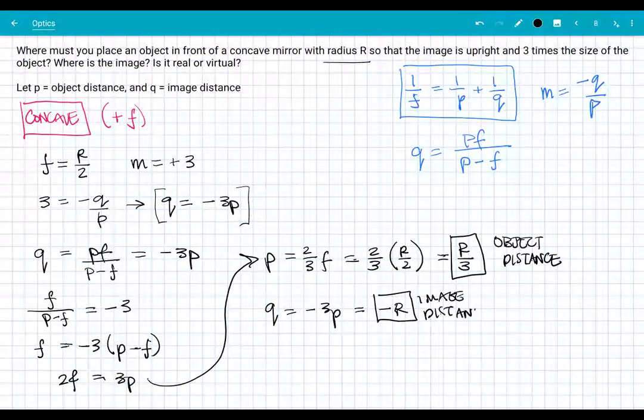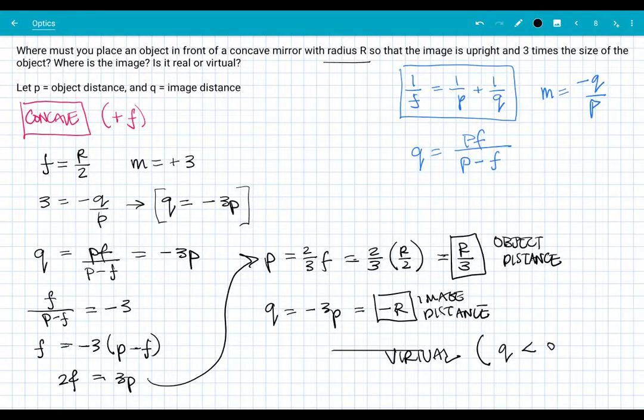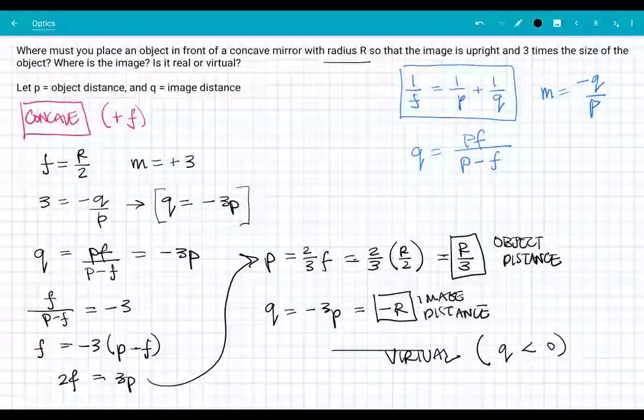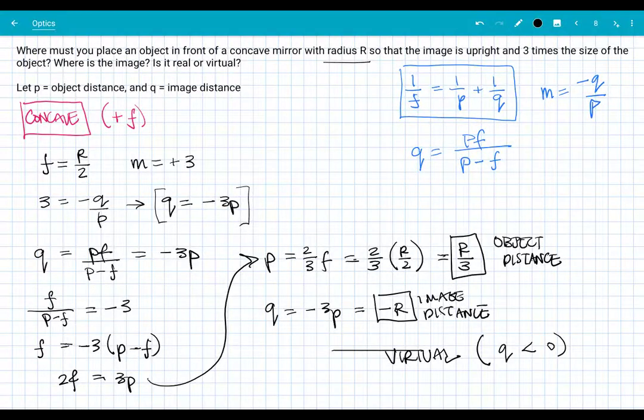The other part of the question asks, is it a real or virtual image? Whenever I have a negative image distance, then the image is virtual. So it's virtual, and my justification for that is that q is negative. When I have a positive image distance, that notes a real image. When I have a negative image distance, that notes a virtual image.